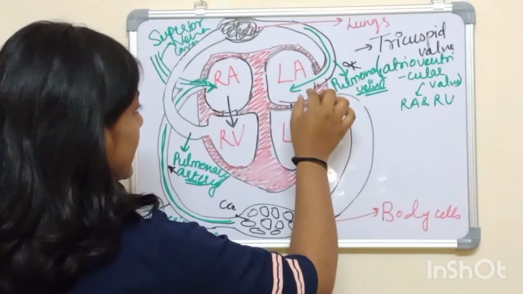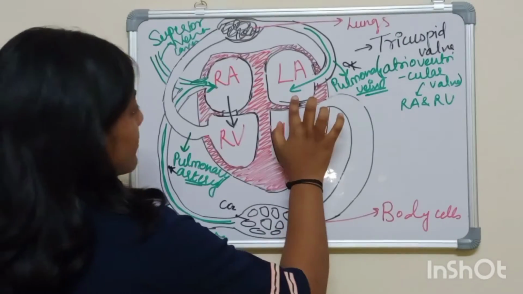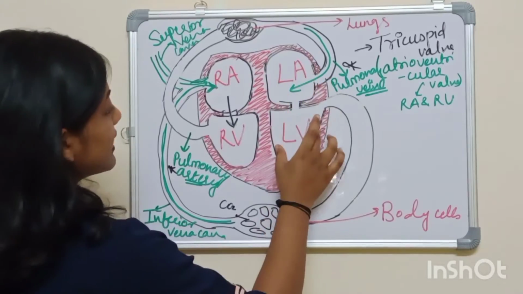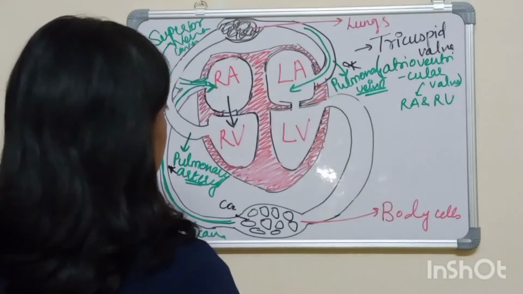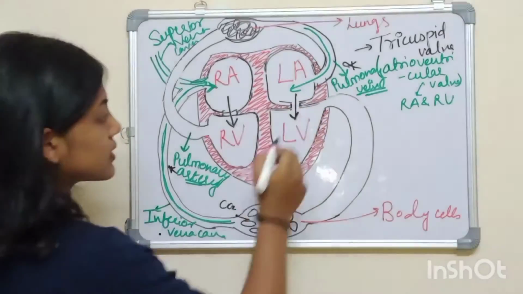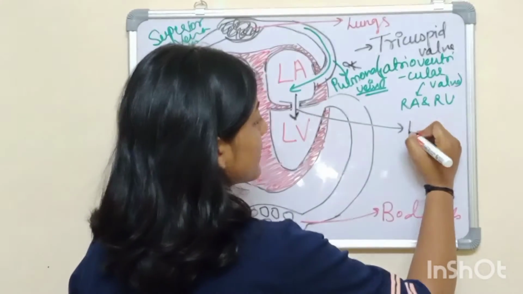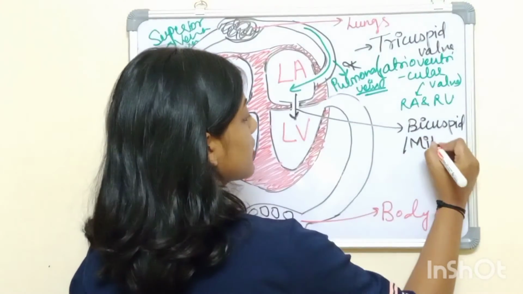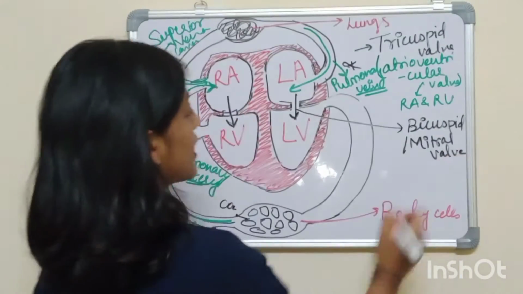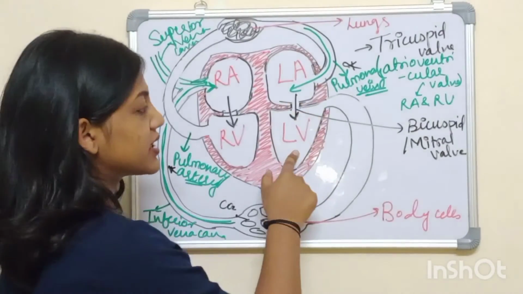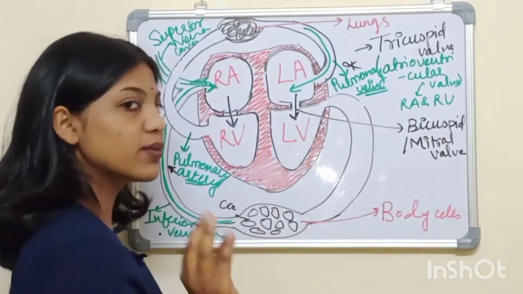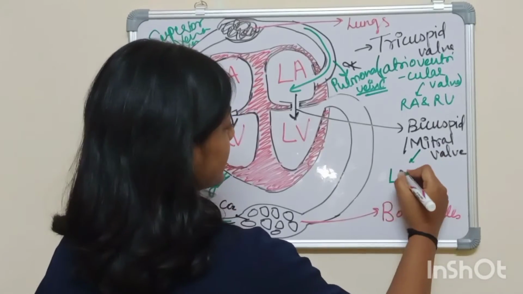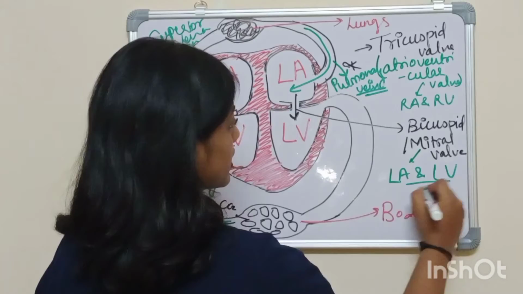Now the oxygenated blood has reached over here. Now there is a valve between the left atrium and left ventricle. That is known as bicuspid or mitral valve. Okay, mitral valve. Since it is present between the atrium and ventricle, it is also an atrioventricular valve like the tricuspid valve. This is present between the left atrium and left ventricle.